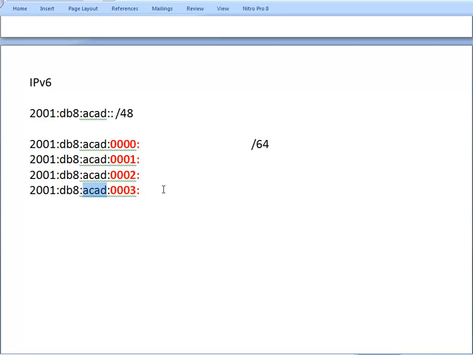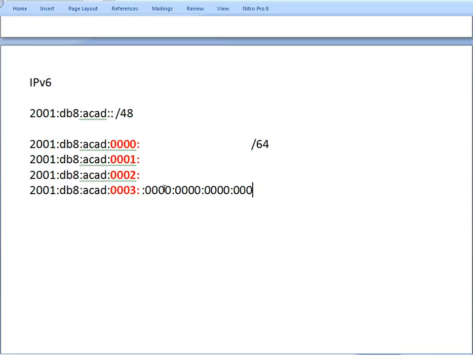Now the rest is 64 bits. For example, the remaining 64 bits are for the host ID. So I can say 0000, 0000, 0000, 0001. That's the first host, and so on.